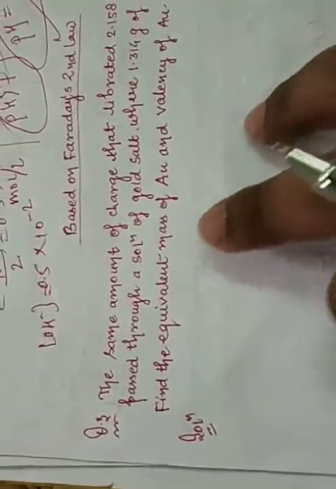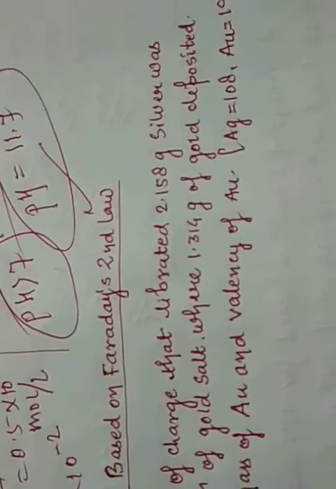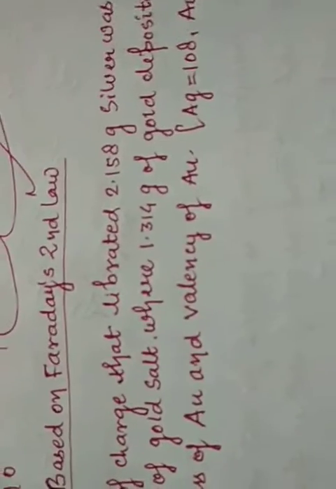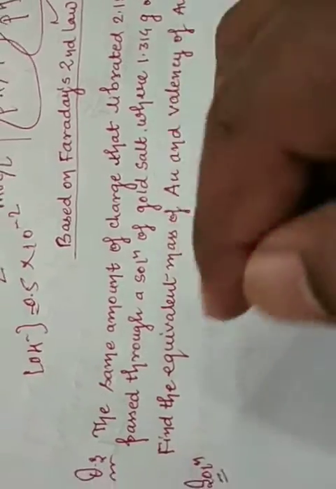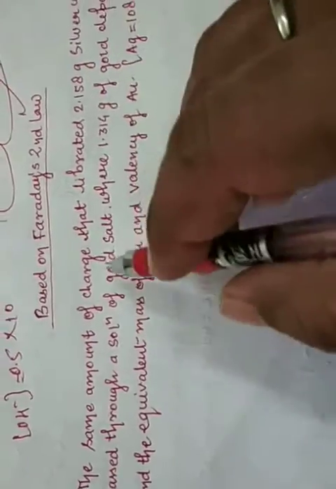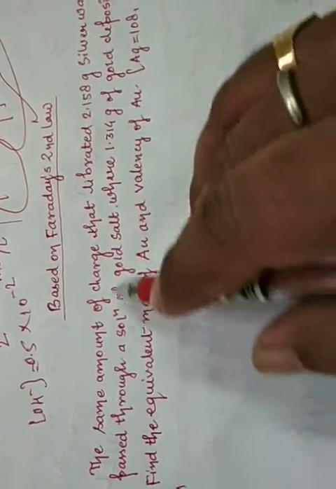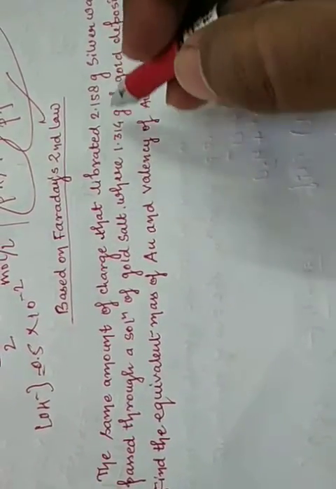Now the next question is based on Faraday's second law. This is a very important question. Very important. So you know, in my last video there is a full explanation of Faraday's second law. So just you check. First you check how many metals are present. There is one. Look, the same amount of charge. The same amount of charge. It means I or time is the same.